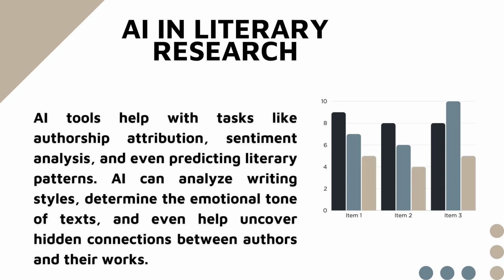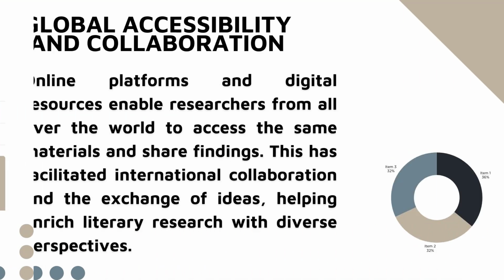Number 4. AI in literary research. Artificial intelligence is transforming how literature is analyzed and interpreted. AI helps with tasks like authorship attribution, sentiment analysis, and even predicting literary patterns. AI can analyze writing style, determine the emotional tone of a text, and even help uncover hidden connections between authors and their work.